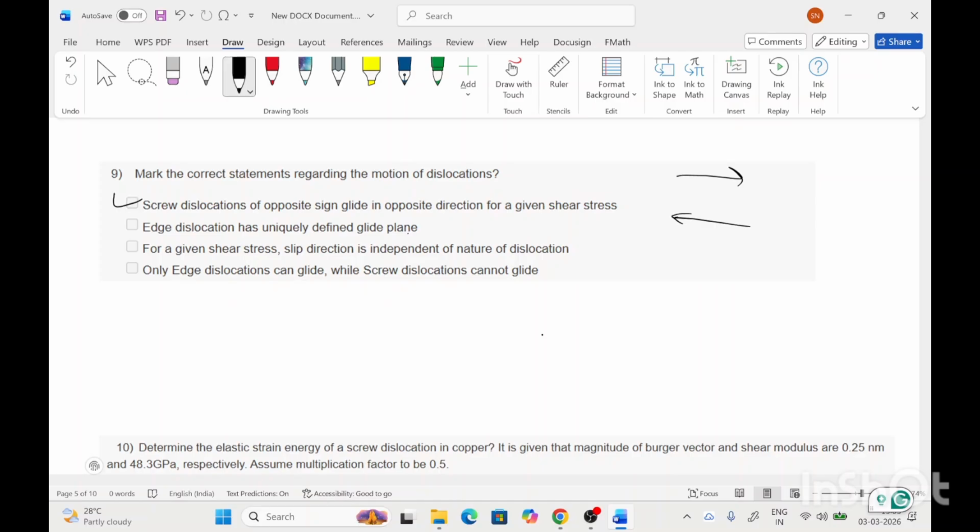And for a given shear stress, slip direction is independent of nature of dislocation. Means if we have provided a shear stress, the slip direction will be in the shear stress direction only, independent of the nature of dislocation. Means either it is positive, negative, edge or screw. If shear stress is applied in some direction, the dislocation motion will only happen in that direction. So A, B, and C options are correct.